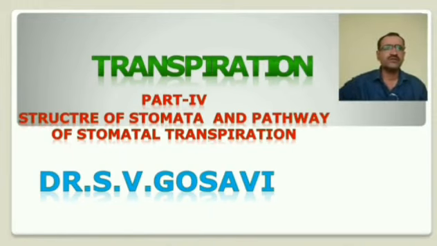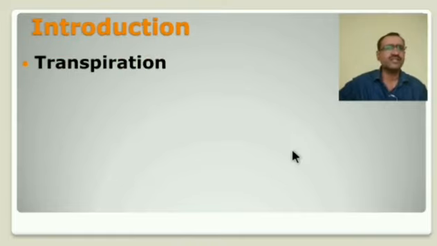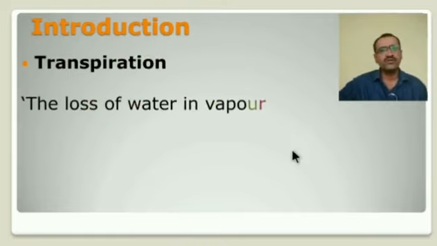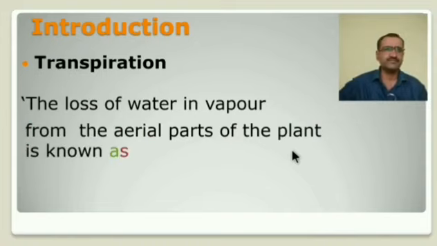Our chapter is transpiration, and in this part we are learning about the structure of stomata and the pathway of stomatal transpiration. First of all, let us see what transpiration is. As we know, transpiration is nothing but the loss of water in vapor form from the aerial parts of the plant, and that is known as transpiration.